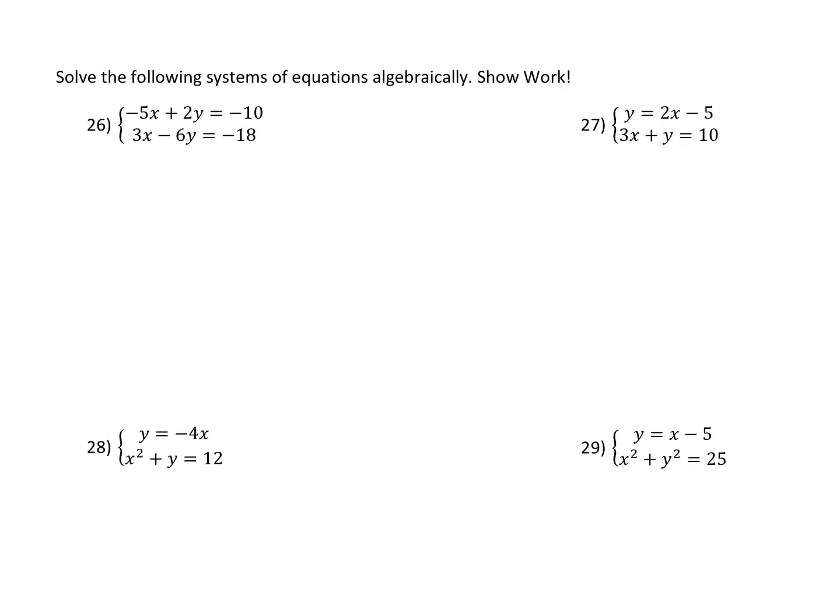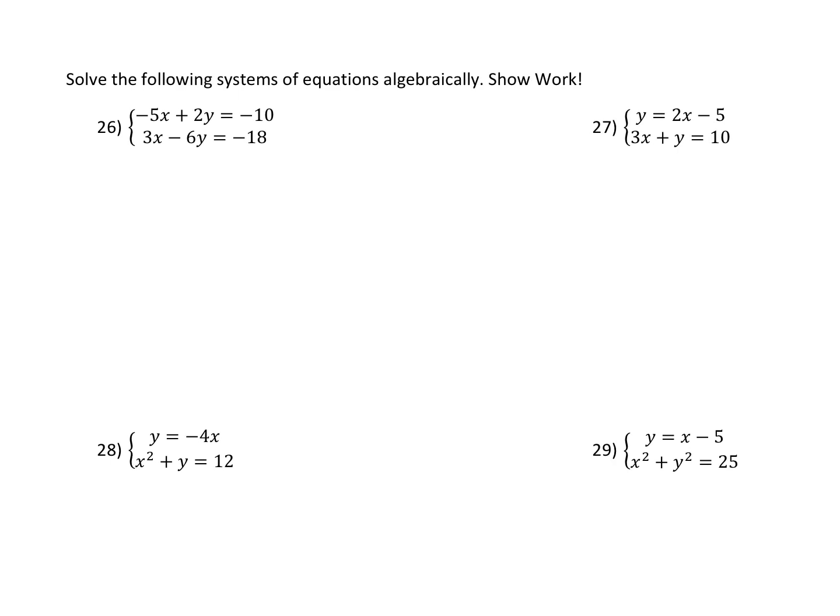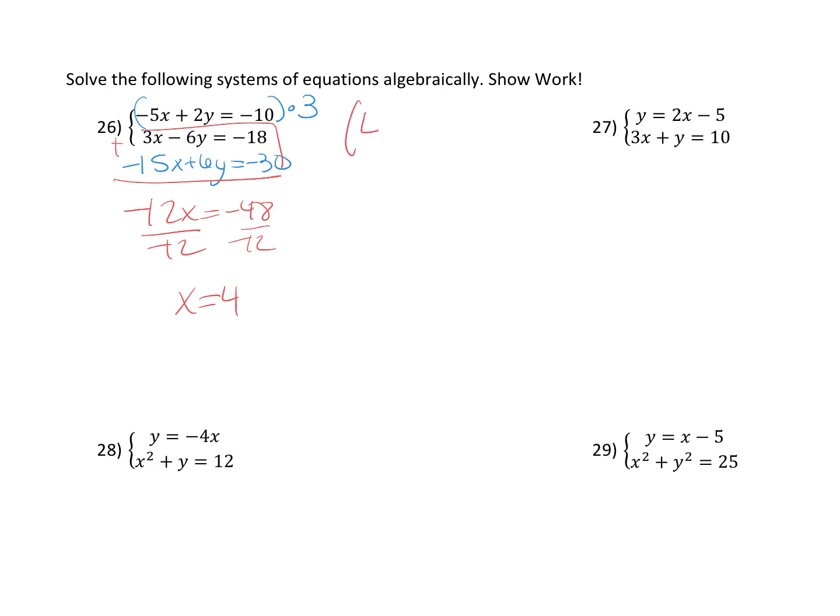On the second page, we're going to solve systems algebraically. So if I look at these first two equations, I'm going to multiply this top equation by 3. And then I'm going to add these two equations together. So I end up with negative 12x equals negative 48. And so x equals 4.